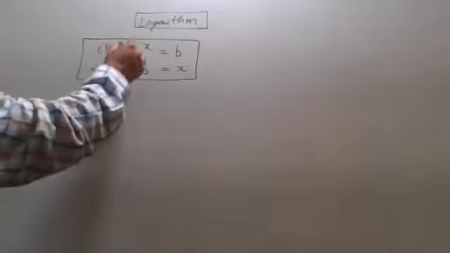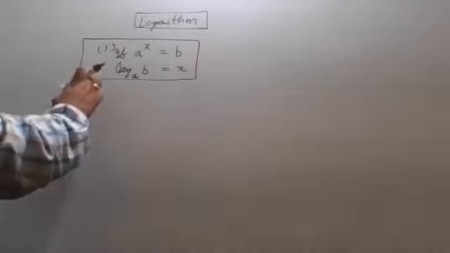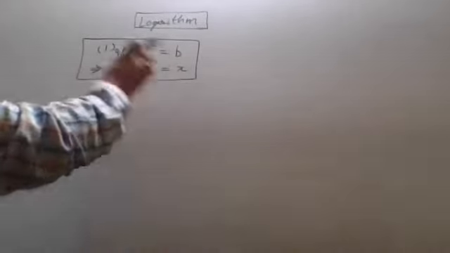If a to the power x equals b, it implies that log b to the base a equals x. Okay, what? If a to the power x equals b, it implies that log b base a, in short we can say log b base a, is equal to x. Okay, log b base a equals x.